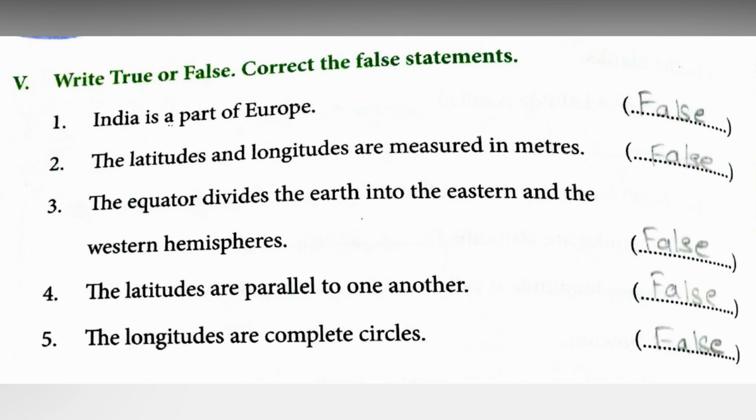Fourth one, the latitudes are parallel to one another. False. The latitudes are parallel to the equator. Fifth one, the longitudes are complete circles. False. The longitudes are semicircles.